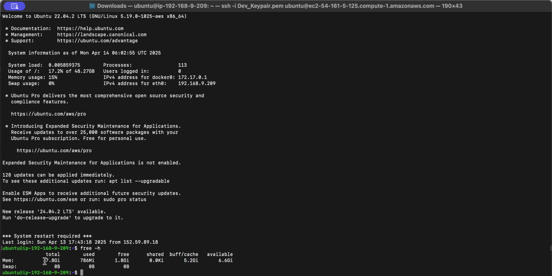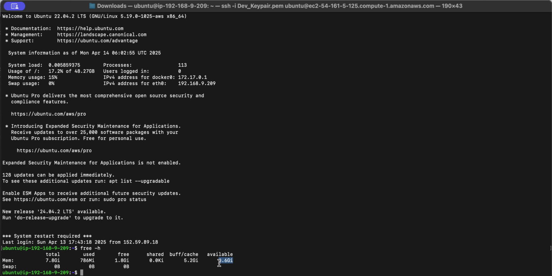This is total memory installed. This is what we can use, which is available to be used if needed, by clearing this buffer cache. There are some commands to clear this buffer cache, and then we can make it 0, and then here as well available will become 6.6 GB.